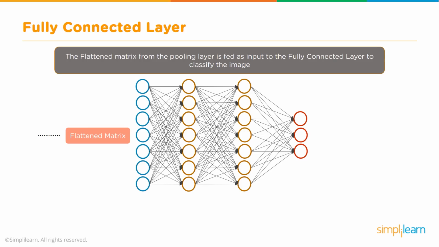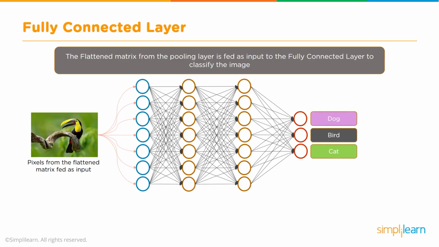So once we have the flattened matrix from the pooling layer, that becomes our input. The pooling layer is fed as an input to the fully connected layer to classify the image. And so you can see our flattened matrix comes in, in this case the pixels from the flattened matrix, fed as an input for our toucan, or whatever kind of bird that is. I need one of these to identify what kind of bird that is.